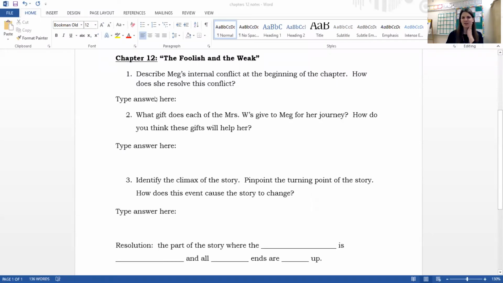Put your cursor right after it says type answer here. Remind you that you need a topic sentence. You need at least 2 text details that you explain. These are ACE answers. And I haven't shared this with you yet, so I'm going to add that in the directions.